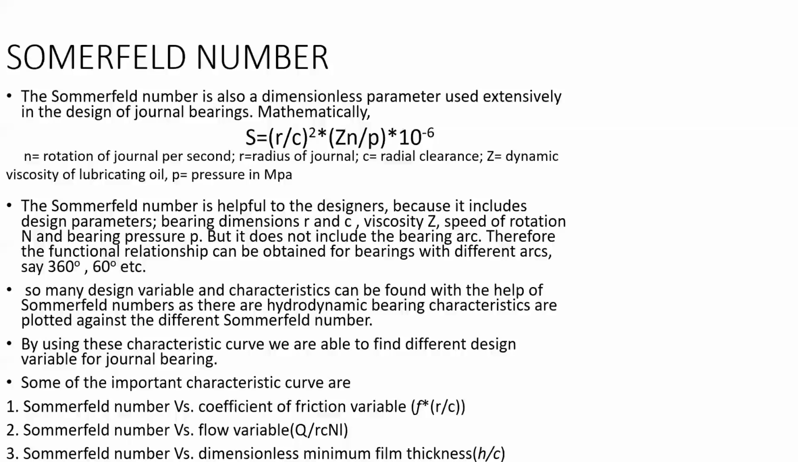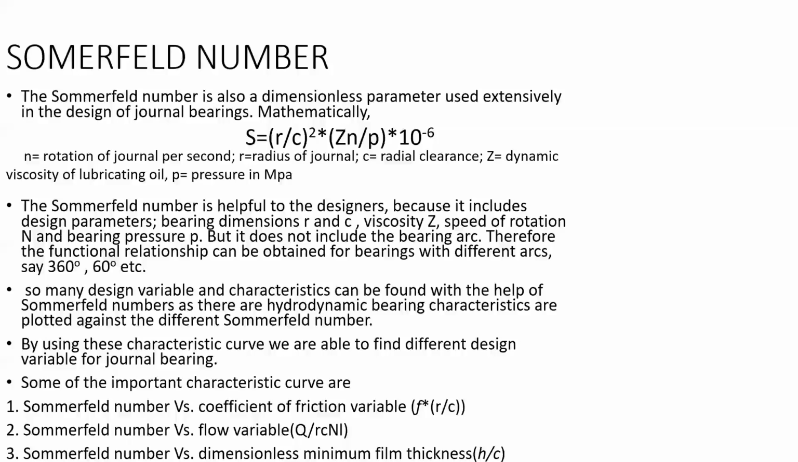Another important curve is the Sommerfeld number versus flow variable. Although this curve is the volume flow rate versus Sommerfeld number, we make this volume flow rate dimensionless. Why are we making it dimensionless? To connect with the particular design. So we divide this flow rate by the specific application parameters, that is R C N L, where R is the radius of the journal, C is the clearance, N is the RPM of the journal, and L is the length of the bearing.